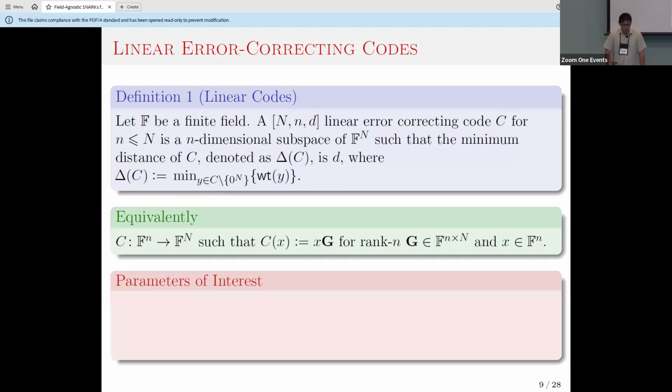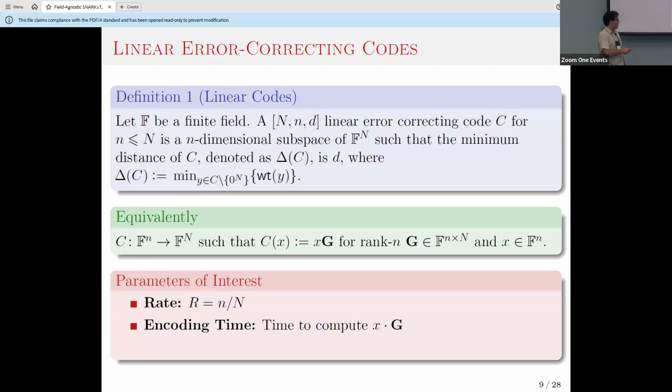Okay. For codes, the parameters of interest are always the rate. We want this to be constant. When this is constant, that's the only way we can get truly linear time provers. And we want it to be a large constant approaching 1. The encoding time, this is also very important. We want this to be concretely efficient. So the time to compute this product, you could think this is the sparsity of the matrix G. You can think how structured is the matrix to really take advantage of fast computations. And again, we need rate to be constant in order for this to be truly linear time like we want.